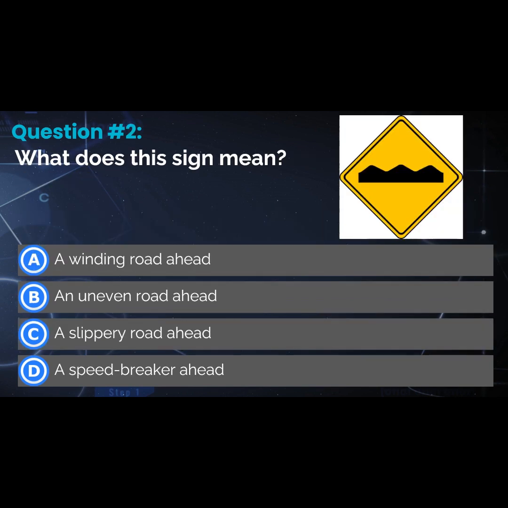Question 2. What does this sign mean? A. A winding road ahead. B. An uneven road ahead. C. A slippery road ahead. D. A speed breaker ahead. The correct answer is B. An uneven road ahead.